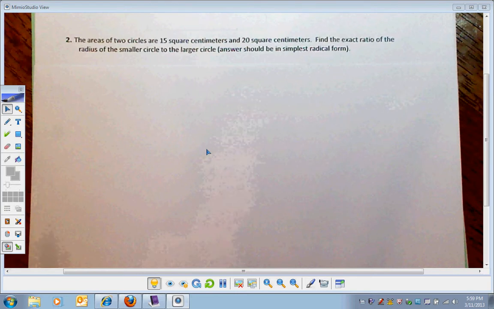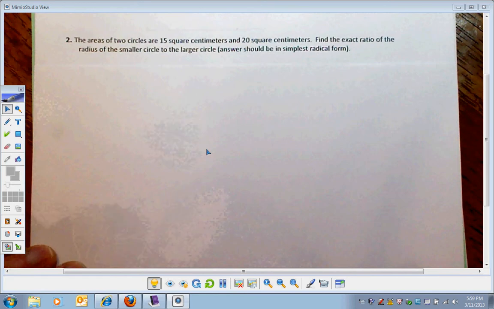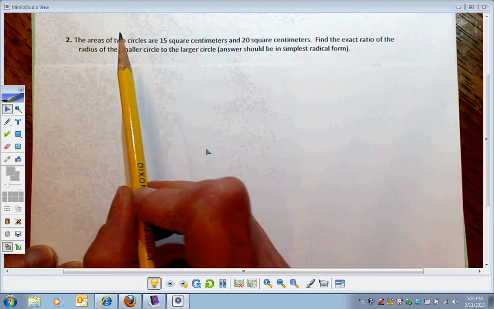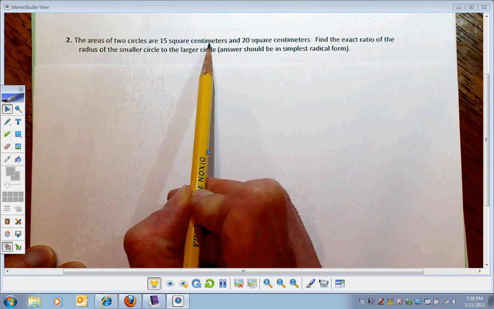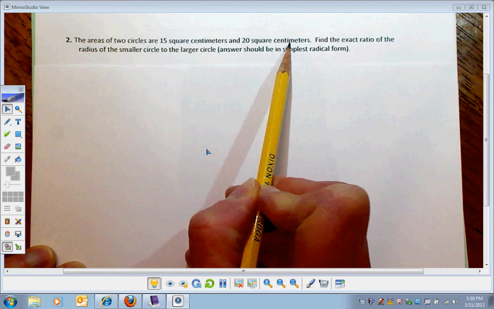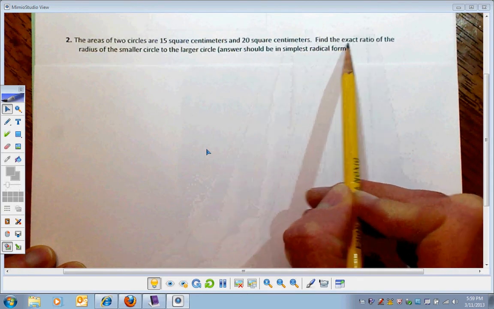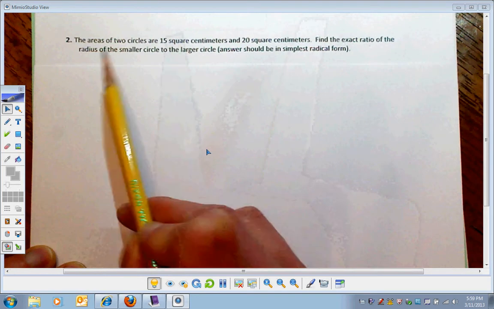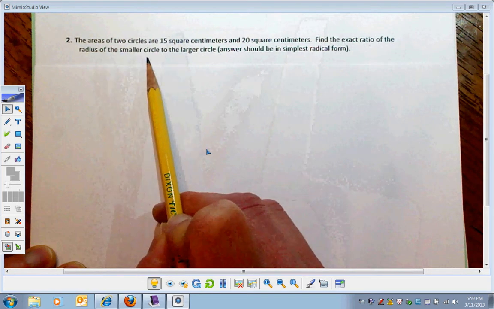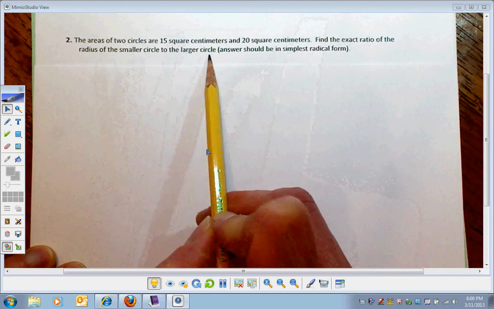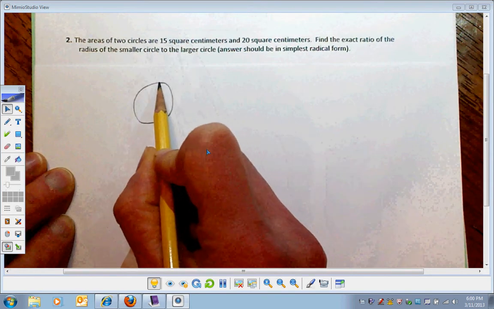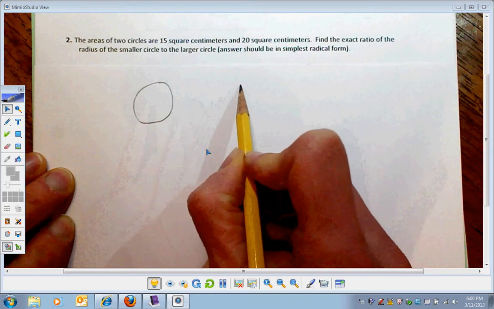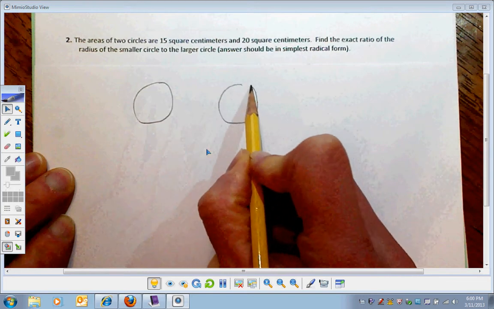This is an interesting problem, one in which it might be helpful to draw a picture so you can understand what's going on. The areas of two circles are 15 square centimeters and 20 square centimeters. And they want us to find the exact ratio of the radius of the smaller circle to the larger circle. So let's draw our circles. So there's one circle, not a very good circle, but it's a circle nonetheless, and another circle.